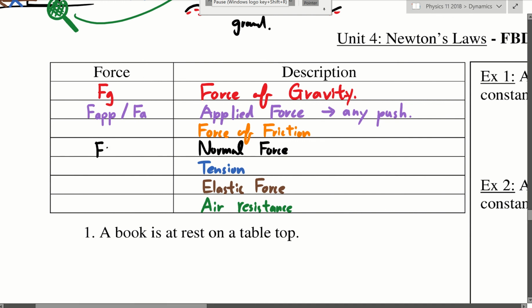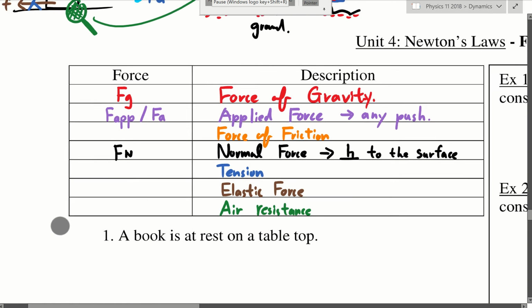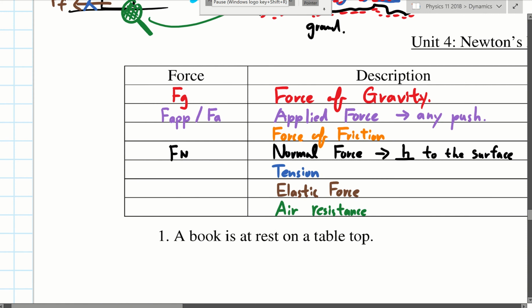So normal force, Fn, big N, remember. This is the force that's always perpendicular to the surface. Remember, normal means perpendicular. Now you might say, okay, Mr. Chang, that one's easy. It's always going up, right? No, it's not always going up. If the object's sitting on a horizontal surface, which is like 90% of the cases because it'll be on the ground, then yeah, normal force is pointing up.